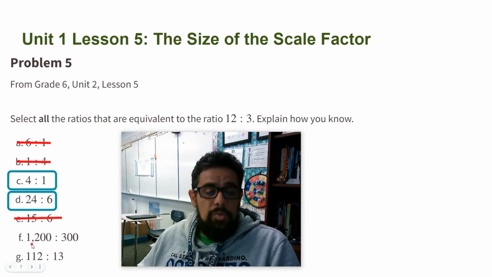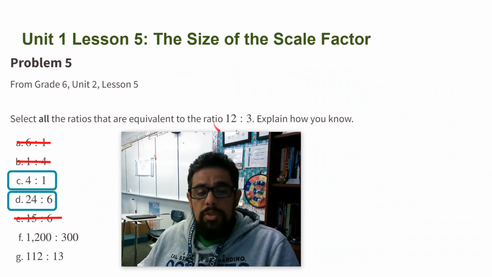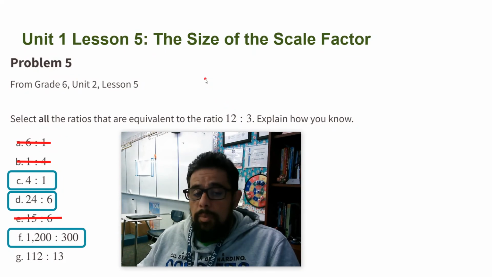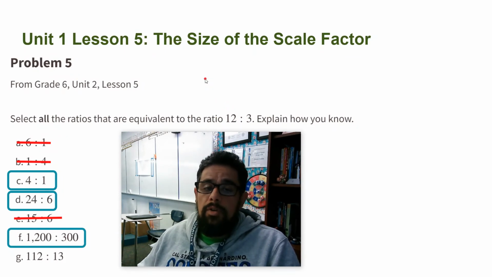Part F. This one is intimidating, but it is just taking the original ratio and multiplying it by 100. So that is an equal ratio. I multiplied both numbers by 100. 12 times 100 is 1,200. 3 times 100 is 300.